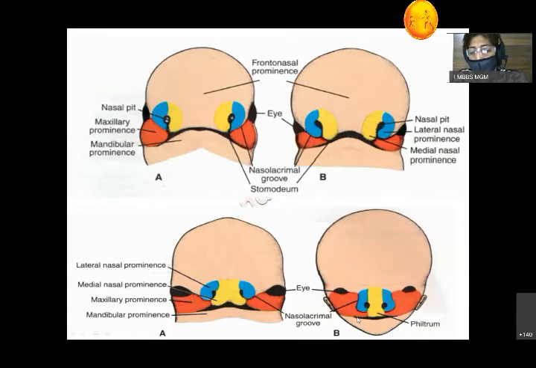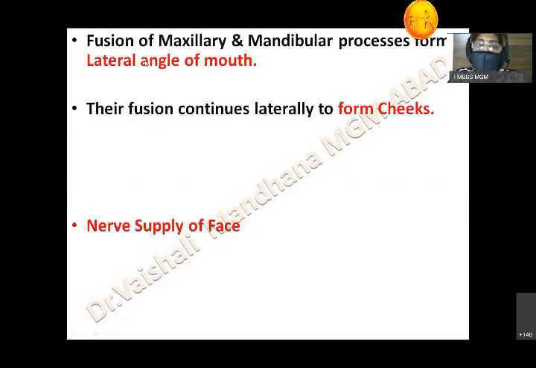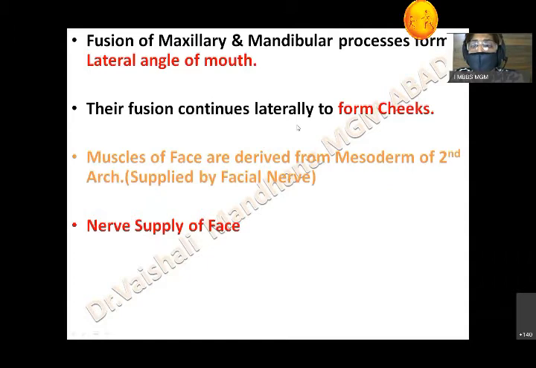Okay. So stomatodium, whatever unfused part is there, the maxillary and the mandibular process also fuse with each other. Whatever unfused part remains, that will be the oral cavity. So fusion of the maxillary and the mandibular process forms lateral angle of mouth. Their fusion continues laterally to form cheeks.